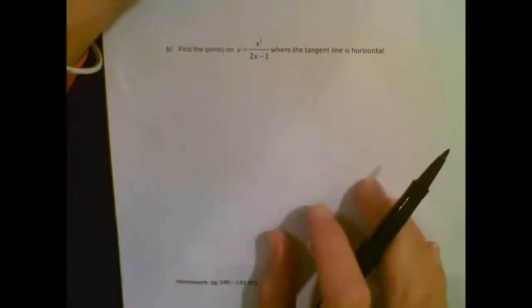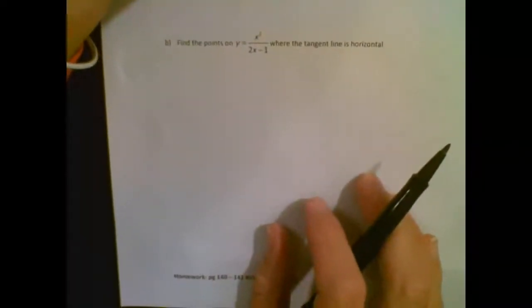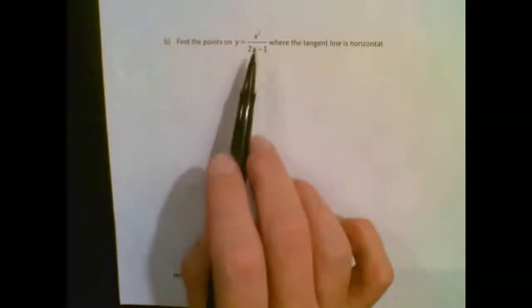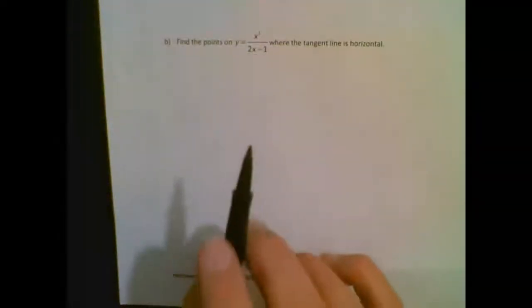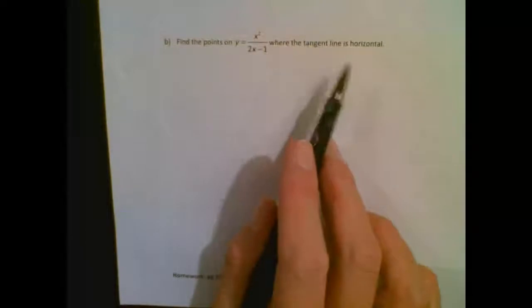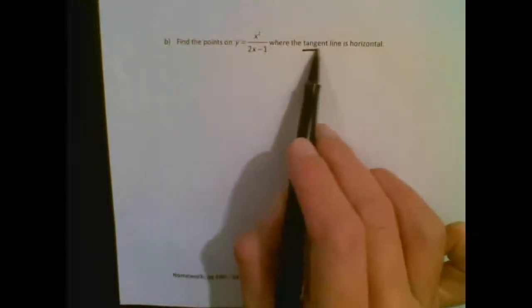All right, let's look at one more example using the quotient rule. So now we're looking for points on this function. So again, this function is a fraction, so we should be thinking about using the quotient rule here where the tangent line is horizontal. Again, tangent line, we should be thinking about derivative. So I definitely need to get the derivative of this stuff.